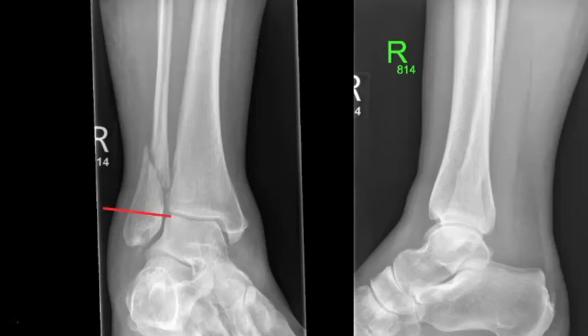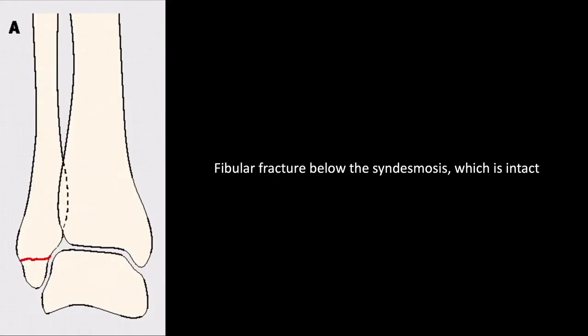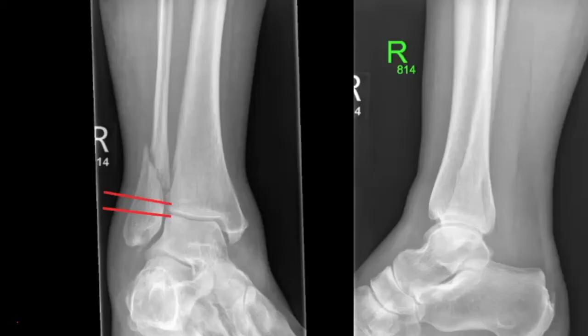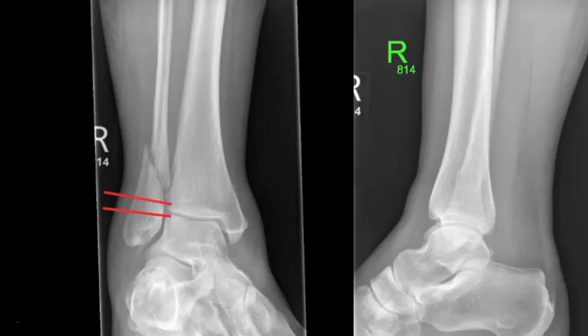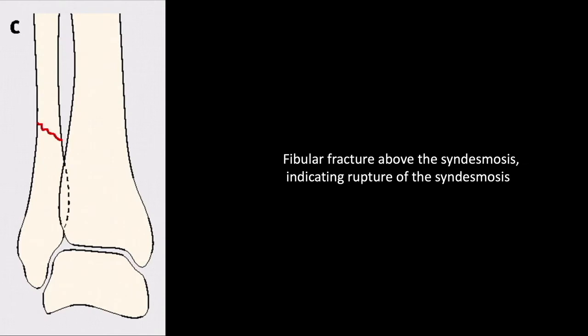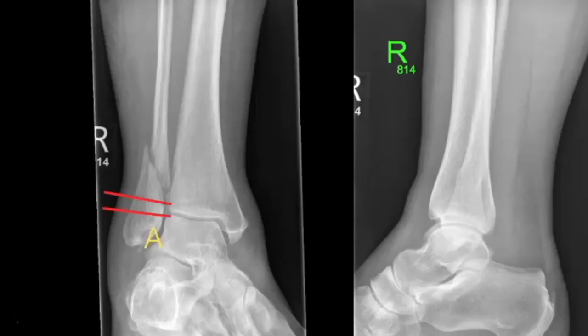Weber A is below the level of the syndesmosis. Weber B is at the level. C is above that. A means it's a stable pattern of injury. B means it may or may not be stable, and C is usually unstable.